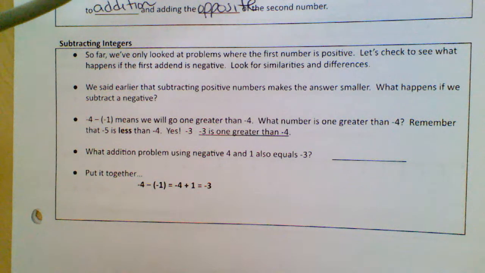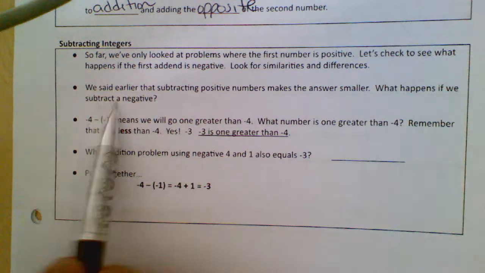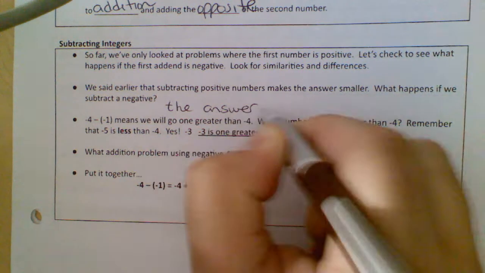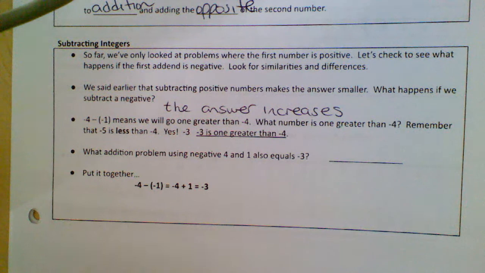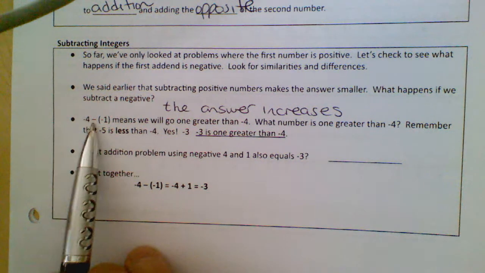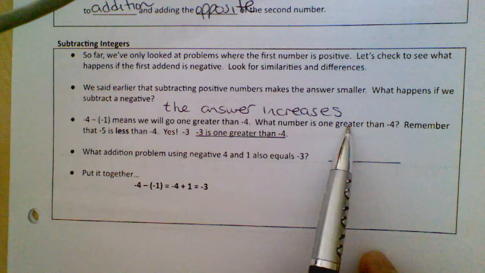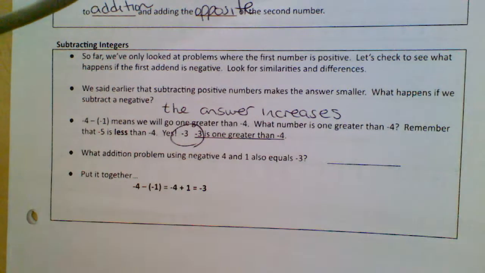So far, we've only looked at problems where the first number is positive. Let's check to see what happens if the first number is negative and see if anything is different. So we said earlier that subtracting positive numbers makes the answer smaller. What happens if we subtract a negative? So the answer increases. So negative 4 minus negative 1 means that we're going to go 1 greater than negative 4. If we think about what number is 1 greater than negative 4, that's negative 3.